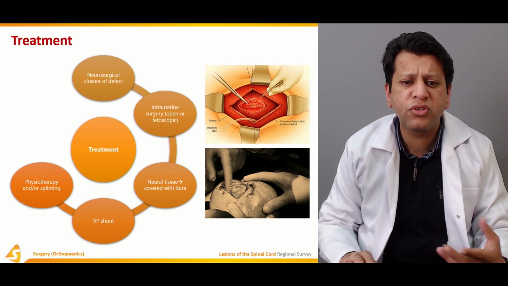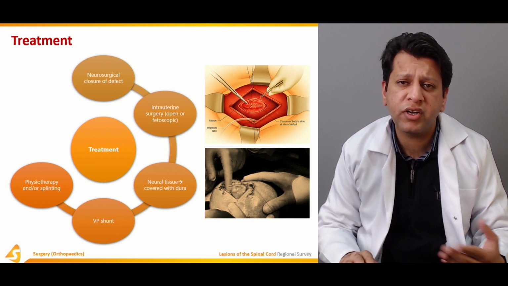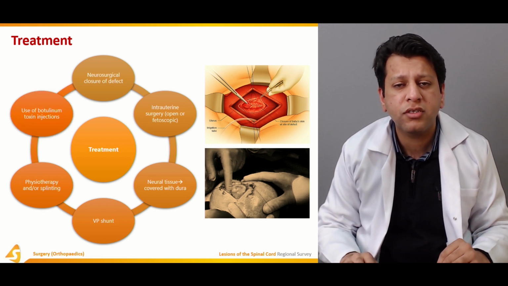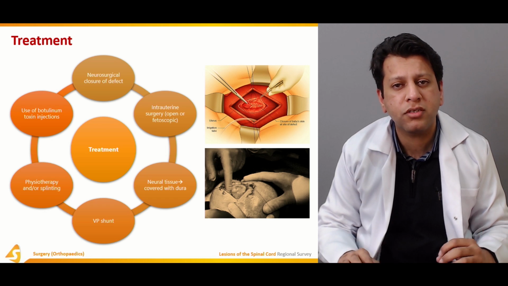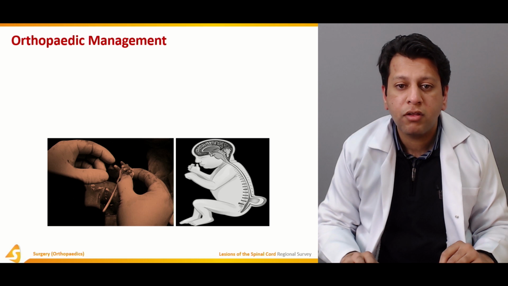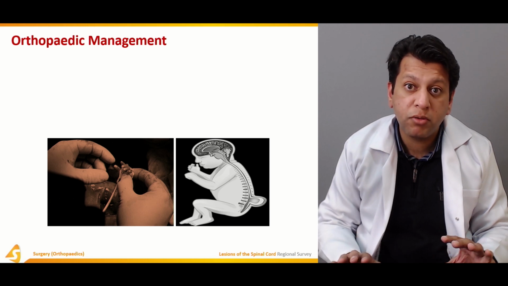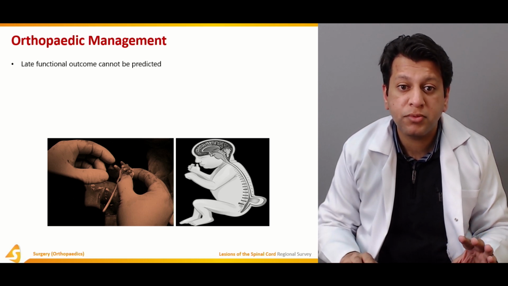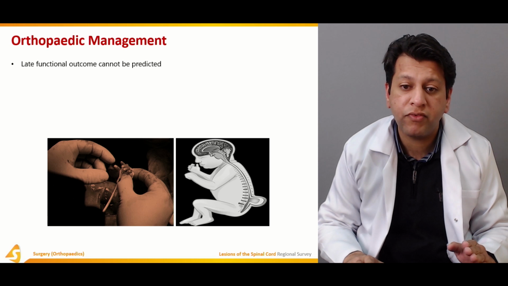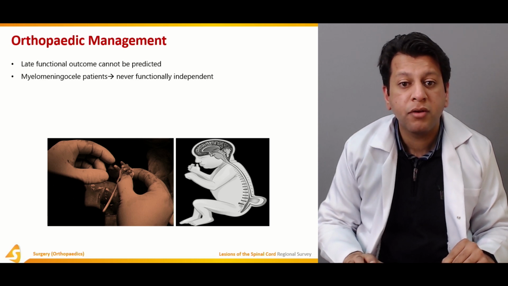Other options include physiotherapy and splinting in case of knee recurvatum if it's not a serious problem, or the use of botulinum toxin injections if associated with muscle contractures and severe deformities. Depending upon what the problem is, there could be multiple other problems and we have to deal with them as well. For example, the late functional outcome in case of spina bifida cannot be predicted.